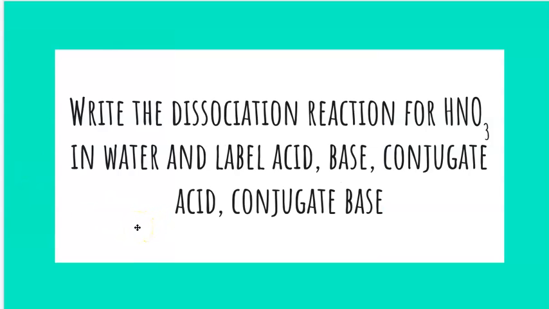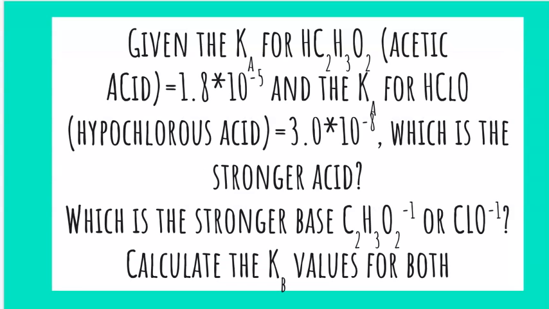Now we're starting to really build up. Write the dissociation reaction for HNO3. This is nitric acid with water. Label the acid, the base, the conjugate acid, and the conjugate base. Hopefully you're getting enough repetitions in on this that this is getting easier. Go ahead and pause the video and try that.